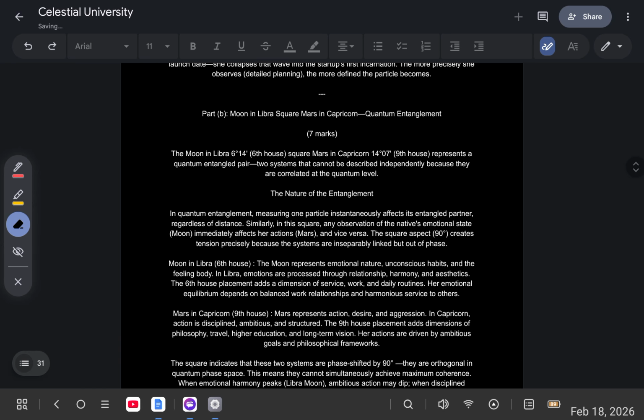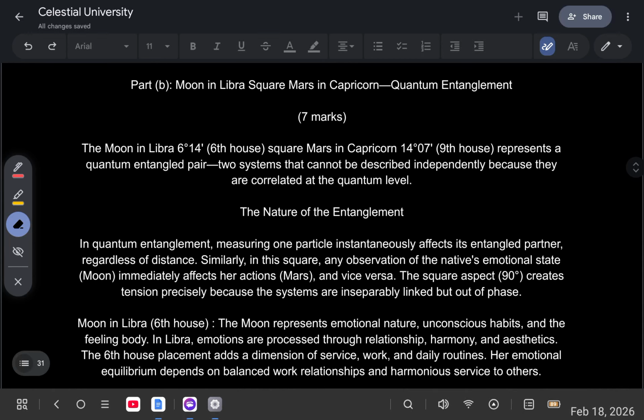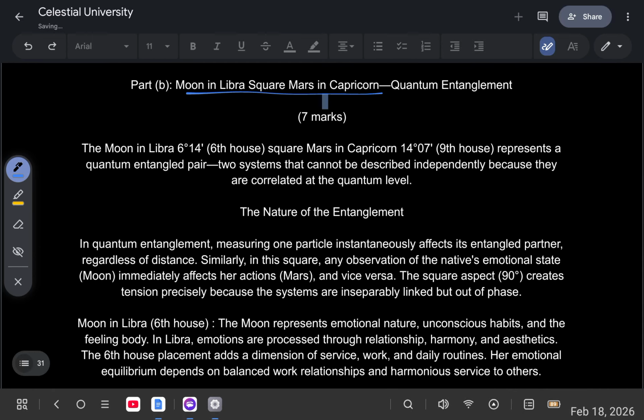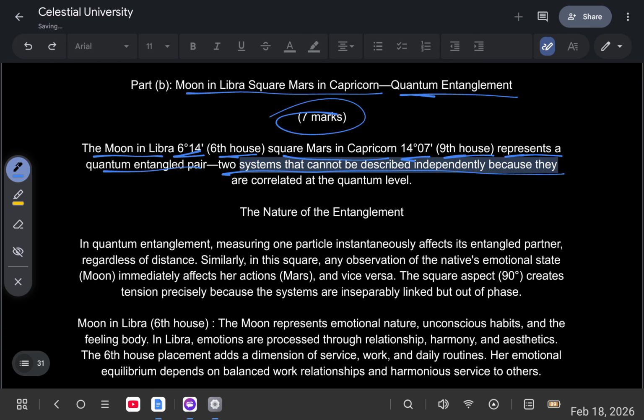All right, now we observe Moon in Libra, and it's squaring Mars in Capricorn, and that's quantum entanglement. All right, so the Moon in Libra at 6 degrees 14 in the 6th house, squaring Mars in Capricorn at 14 degrees 07 in the 9th house, represents a quantum entangled pair. Two systems that cannot be described independently because they are correlated at the quantum level.